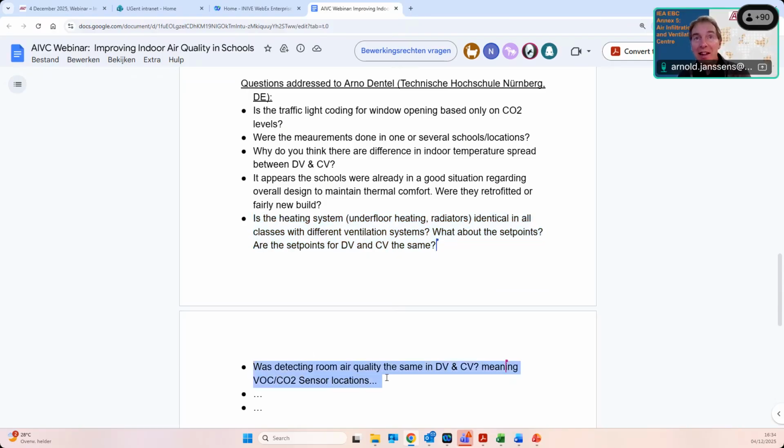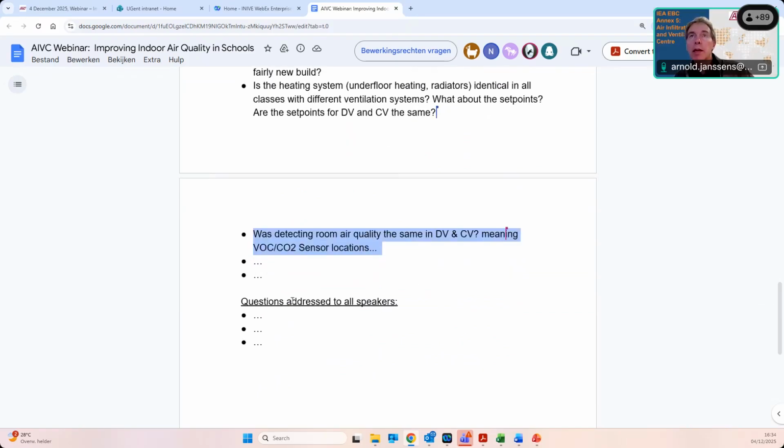And a final question, and then I think I have to conclude the webinar. Was detecting room air quality the same in DV and CV in terms of sensor locations? The time period that we measured the data was the same at the different locations. But the positioning, I assume they mean the positioning in the classrooms? Yes. We looked for a wall that is not an outside wall, an inside wall, and we searched for a free place there.